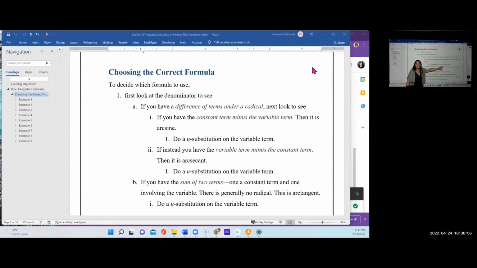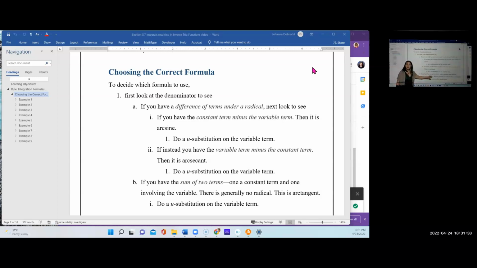Then we'll do a u substitution on the variable term, which will let us determine what u is. We'll have a squared so we can find what a is. Knowing what u is, we can take the derivative of both sides and abuse the notation to solve for dx in terms of du. Now, if we have instead the variable term minus the constant term, then it must be the arc secant formula. We'll do the same thing. We'll do a u substitution on the variable term, finding a, finding u, finding the derivative of u with respect to x, and then using that to solve for the differential dx.